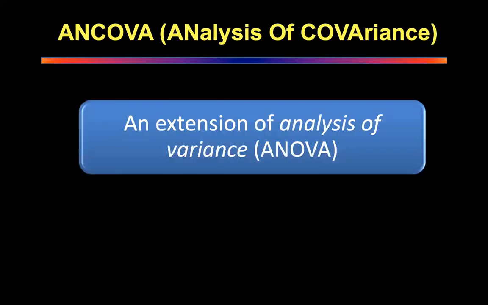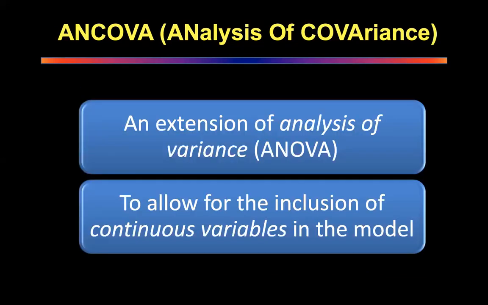ANCOVA is an extension of analysis of variance. There is something to do with independent variables and continuous variables. Don't go too much into this. Just understand there is something called ANOVA and ANCOVA. Both of these are used when there are more than 2 samples.